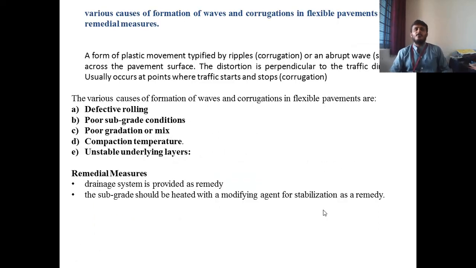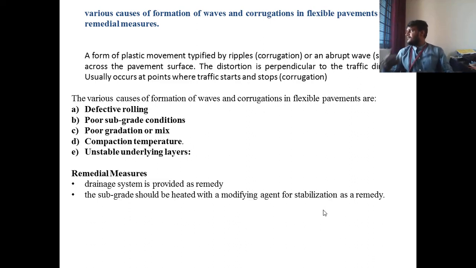various causes of formation of waves and corrugations in flexible pavement and its remedial measures. A form of plastic movement is typified by ripples, that is corrugation, or an abrupt wave, which is also called shearing, across the pavement surface. The distortion is perpendicular to the traffic direction, usually occurs at points where traffic starts or stops.